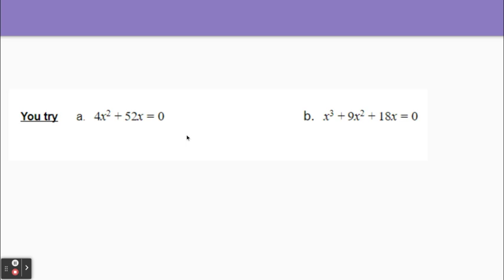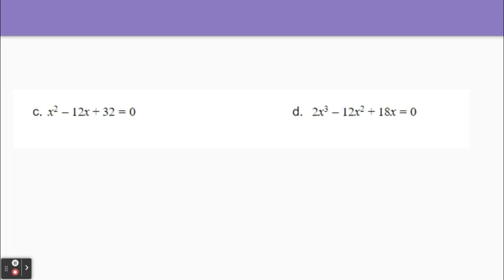All right, hopefully you had a chance to try it. Be honest with yourself and check your answers. These are just the answers, and you could work back to check your work. Did you try C and D as well?